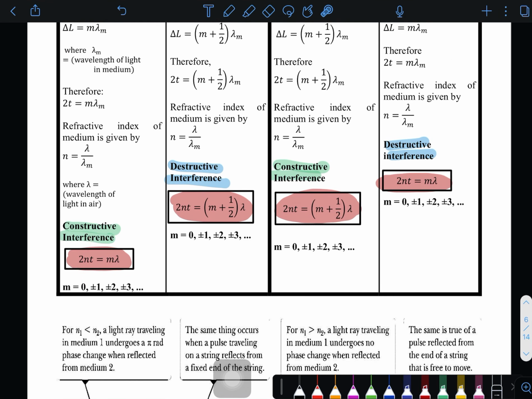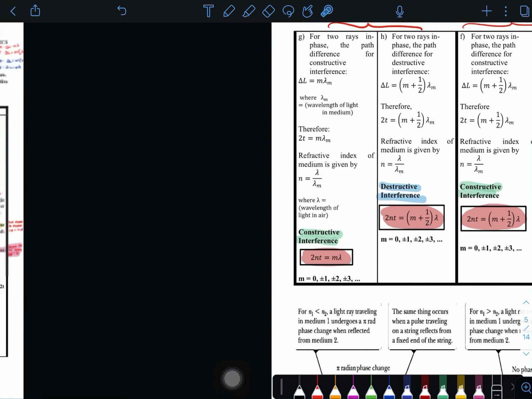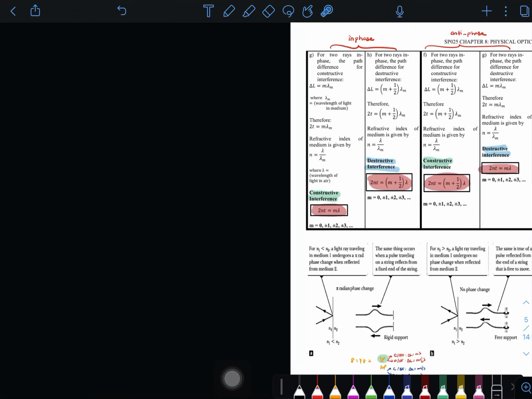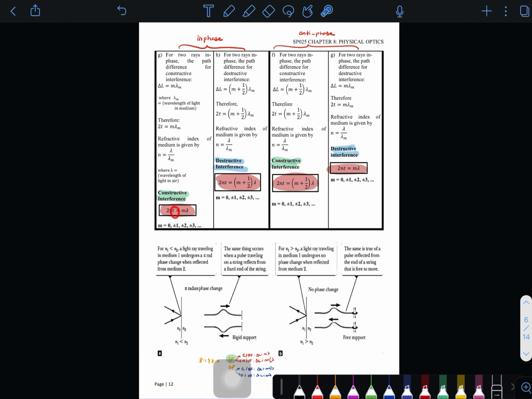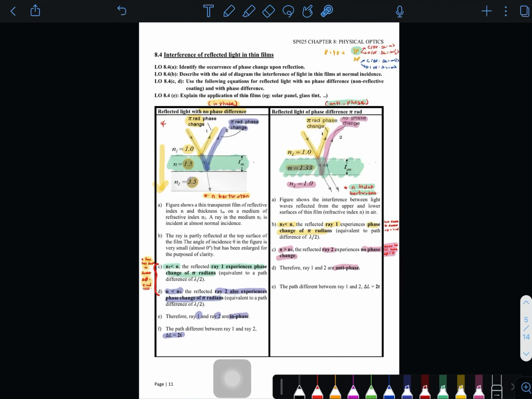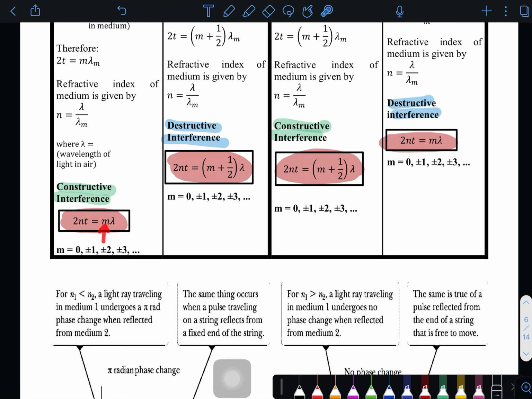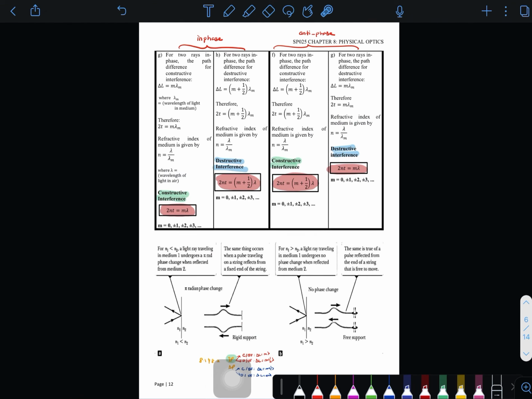N is the refractive index of the thin film. Yang mana thin film punya? Thin film always berada di tengah antara dua medium. Okay, so N this one, nilai thin film, and T is the thickness of the thin film. So where is the thickness of this film? Thin film is this one, and M is the number of order, lambda is the wavelength. Okay, alright. So that's the explanation for the thin film.